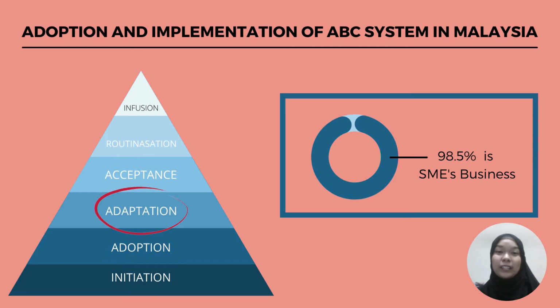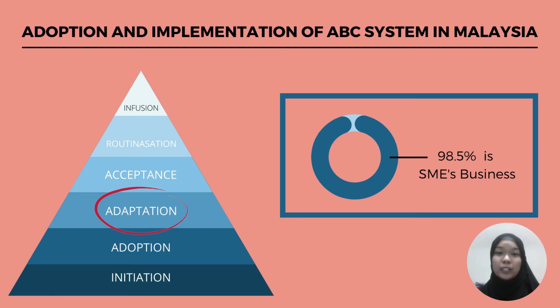Okay, so now we move to the next slide, which is about the adoption and implementation of the ABC system in Malaysia. The pyramid on the left represents the stages and the level that Malaysia managed to reach during the implementation of the ABC system. We are still stuck at the third stage, which is the adaptation, and I can say that actually we are left one level below the developed countries such as the UK and New Zealand, because they managed to reach the acceptance, which is the fourth stage, and they already have the outcomes.